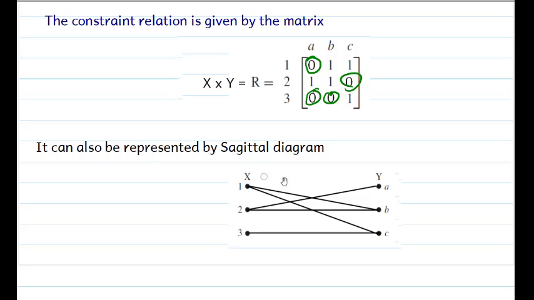If we draw the sagittal diagram from this, from 1 we only have b and c. From 2 we have a and b. And from 3 we only have c. So this is the sagittal diagram, and this is a relation.